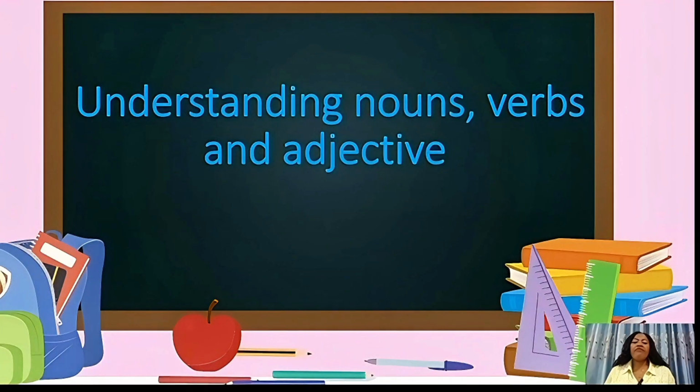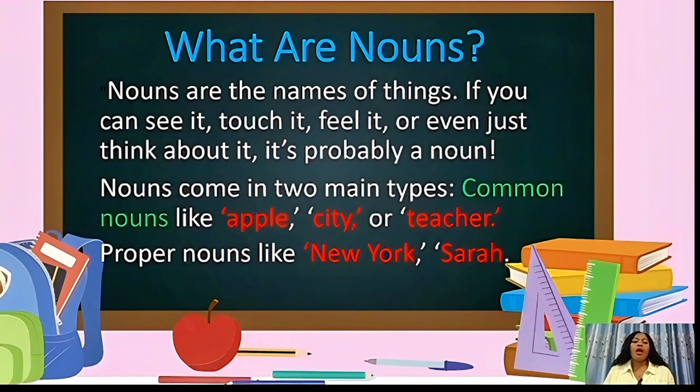Understanding nouns, verbs, and adjectives. What are nouns? Nouns are the names of things. If you can see it, touch it, feel it, or even just talk about it, it's probably a noun. Nouns come in two types. We have common nouns like apple, city, teacher. And we also have proper nouns like New York, Sarah, Thailand, etc.